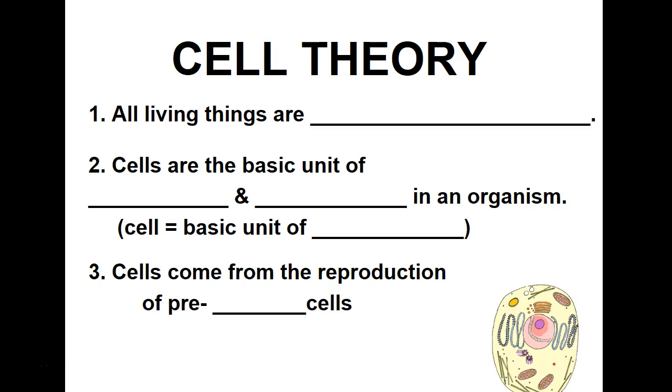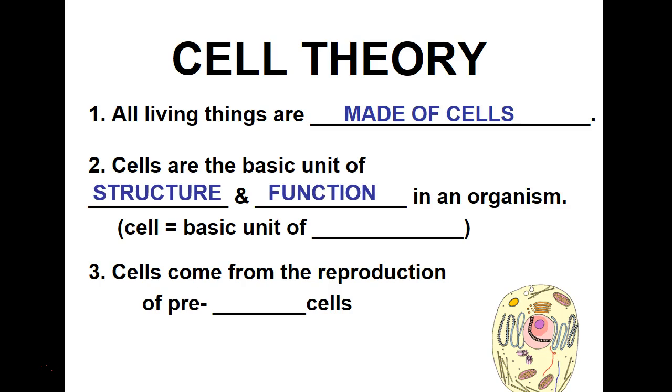But anyway, sorry, a little review. All living things are, say it out loud, made of cells. Yes. Cells are the basic unit of structure and function. Good, good. The cell is the basic unit of life. And cells come from the reproduction of pre-existing cells. Make sure these are the three.